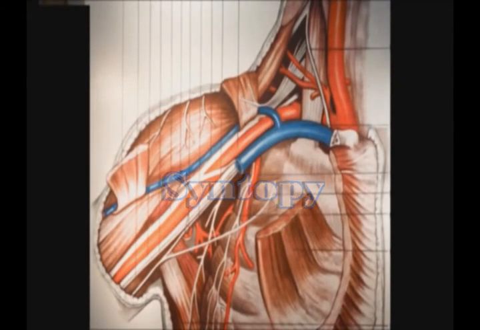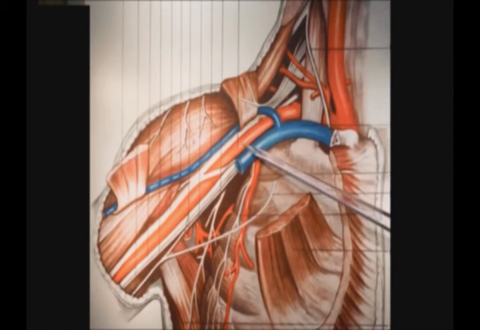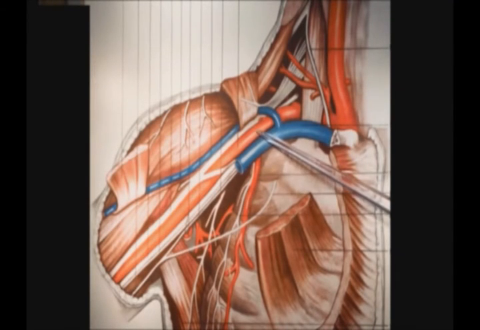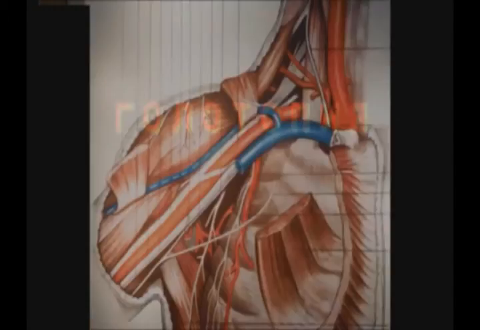Syntopy. Syntopy is also a very important concept. It is the study of the topography of organs in relation to each other in the human body. Consider this description of the relation of the subclavian vein with other vessels as an example of syntopy. In this we say that the subclavian vein lies medially to the subclavian artery.